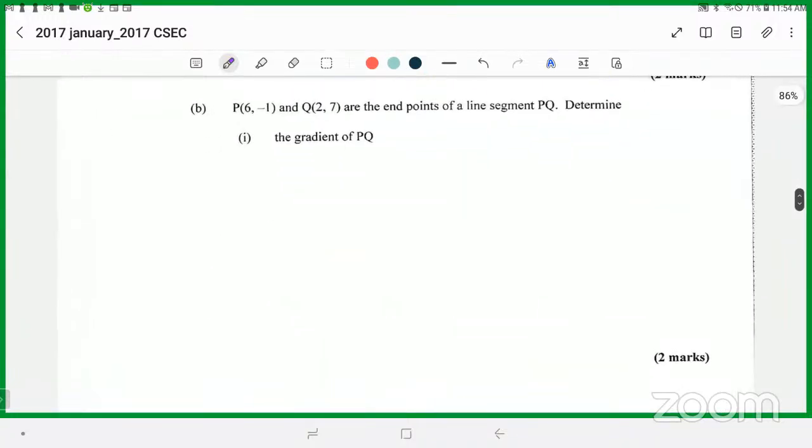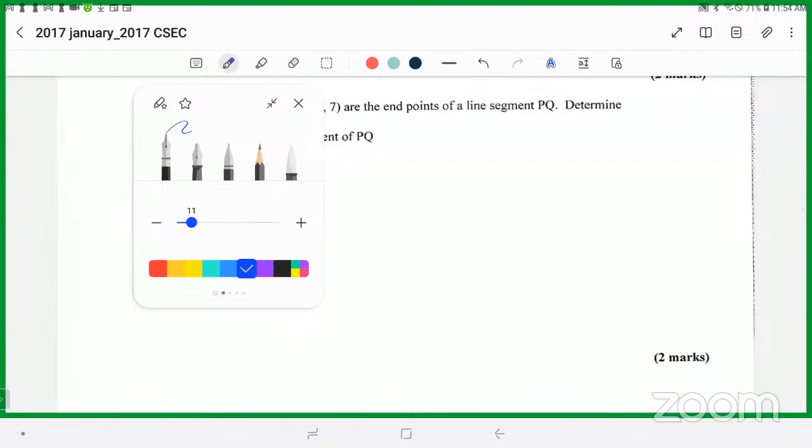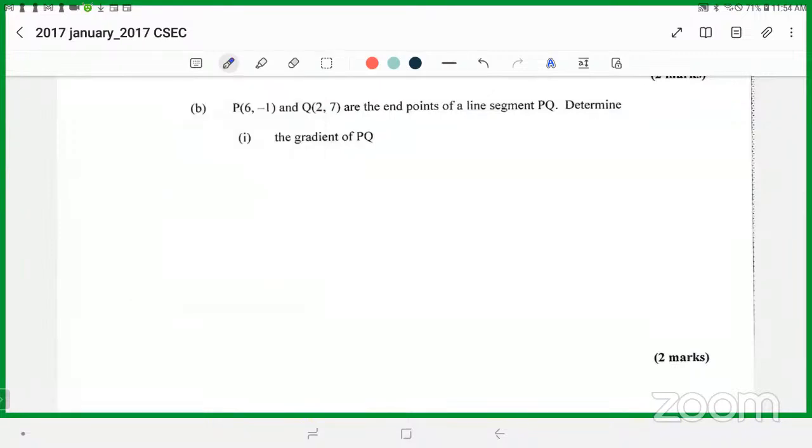Then they give us these 2 points. P and Q are endpoints of a line segment PQ. They want the gradient. We all know gradient is rise over run, the difference in y over the difference in x. Remember, the direction you go when you're taking the difference in y, you must go the same direction when you're taking the difference in x.